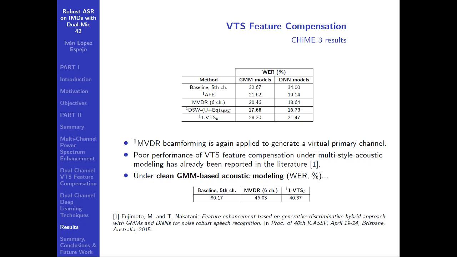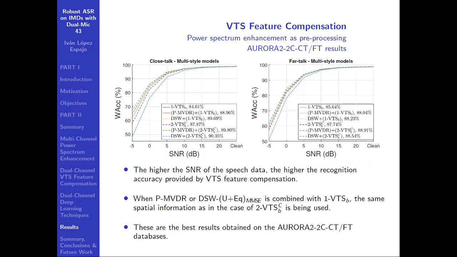So our dual-channel spectral weighting with bias correction and noise equalization, used as NVIDIA post filter, provides our best result for CHiME 3. Let's return to the Aurora 2 CCT-FT corpora, and as we can see from our results, the higher the signal-to-noise ratio of the speech data, the higher the recognition accuracy provided by VTS feature compensation.